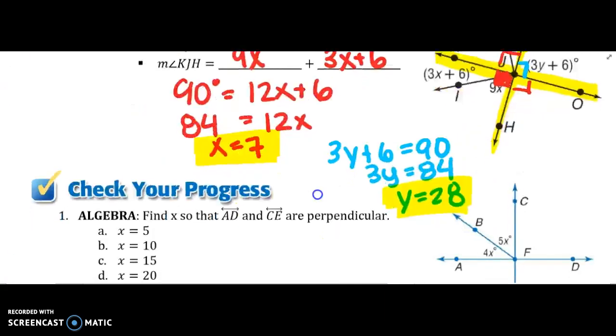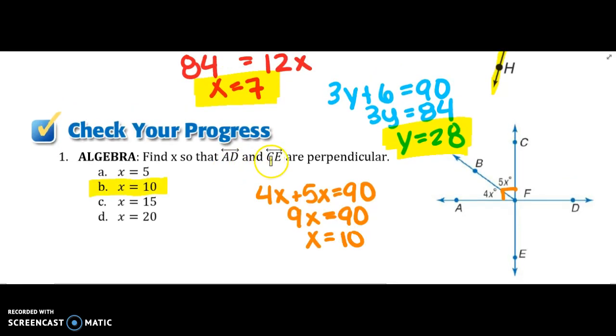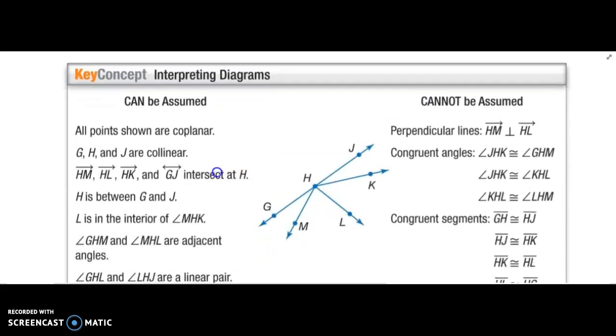I would like for you to work this, check your progress, or pause the video, work it, and then come back and check it. So if these two lines are perpendicular, they form a right angle. So 4x plus 5x equals 90, solve, and x is 10.